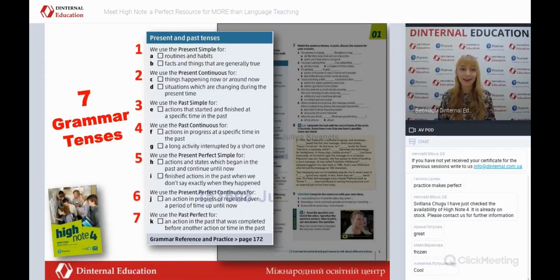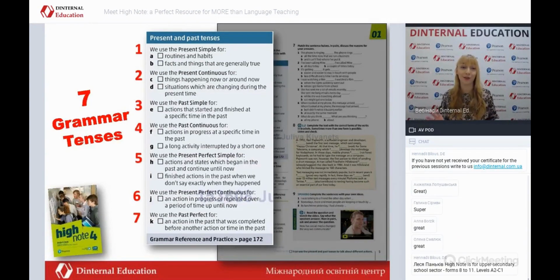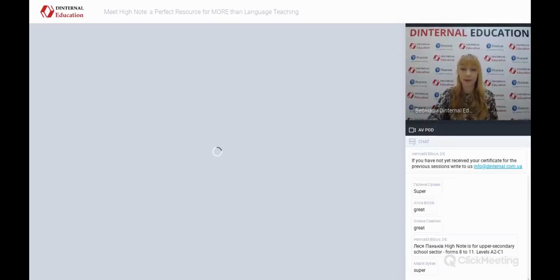So I hope that you can see and maybe compare it with the other resources that you are using and really understand that this is not a book to joke around with. This is a really serious resource that is absolutely amazing in terms of content and extra features that I will show you in a moment. But in terms of language, it's really, really intensive. So you need to really think about what your students can and cannot yet do when you choose High Note as your next year resource.